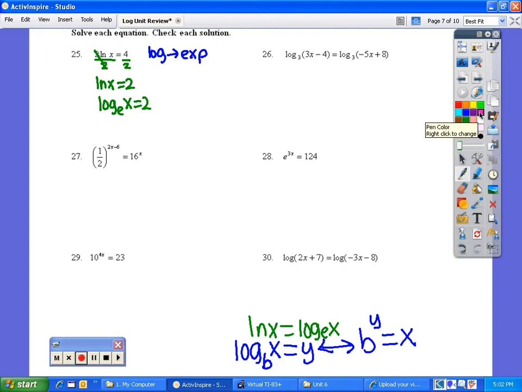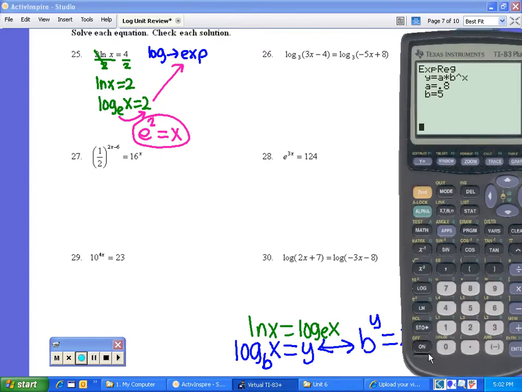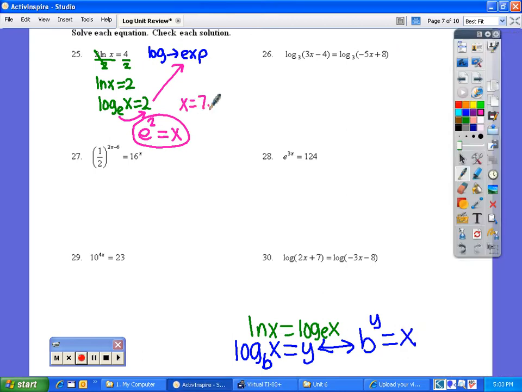So since I rewrote it, now I'm going to go from log to exponential. Now I'm going to do this. So I rewrite it as e to the second power equals x. And technically, that's my answer. But if I wanted to take it one step further, I would put it into my calculator by doing second ln squared. And I get 7.389. And that's it.